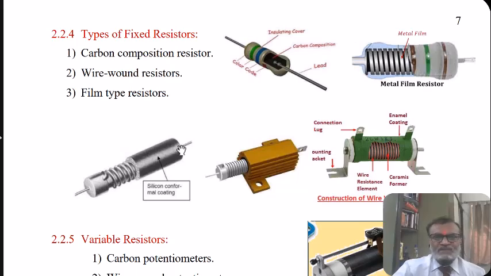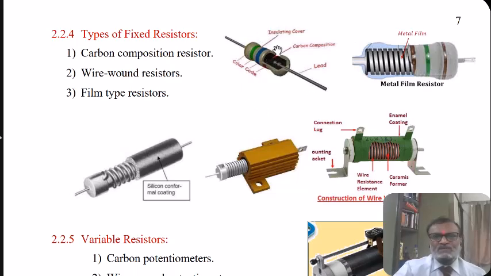The various types of resistor we have seen in the classification. Here the fixed type of resistors are shown. They are classified as carbon composition resistance, wire wound resistance, and film type of resistance. Their construction and the internal cross sections are shown.